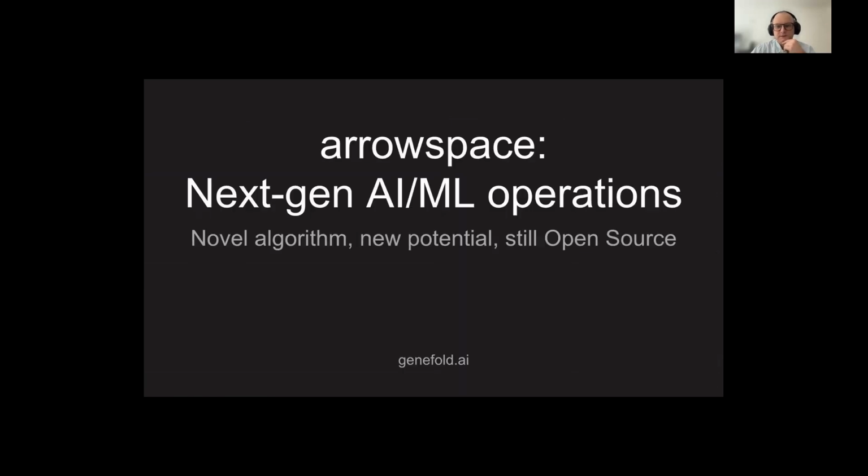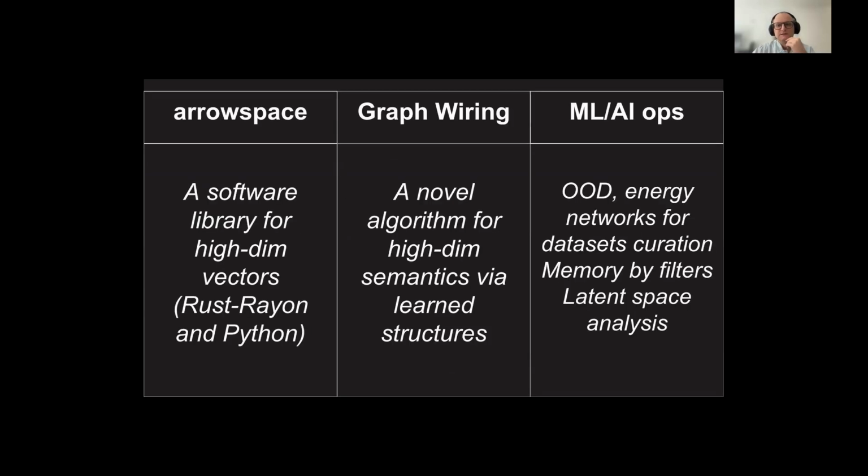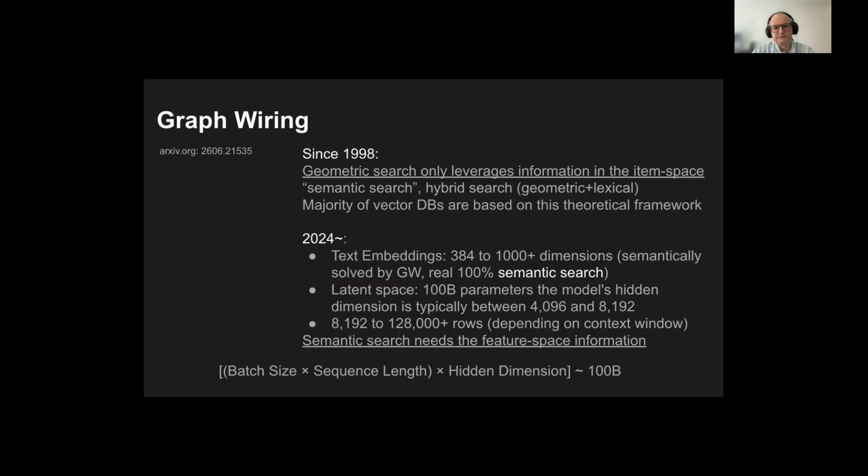Let's start. What I will be introducing here is not just the library, it's also a short mention of the algorithm and also the potential implementations and products for AI and machine learning operations. So these are the three themes. There is graph wiring, that is the algorithm, Arrowspace, that is the library. And then we will mention briefly how the library can actually be used for productionizing models and delivering products.